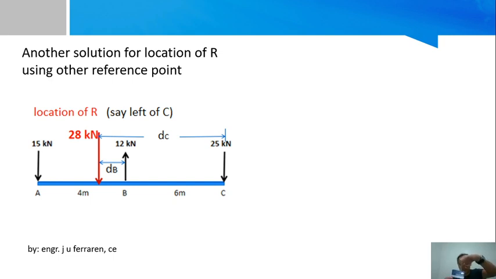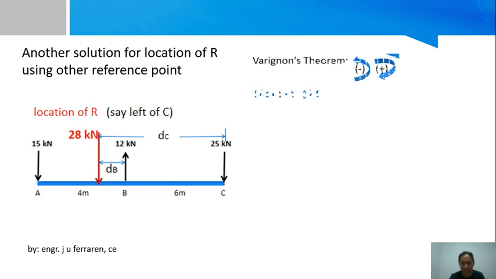So, what does it mean? Counter. So, it is a negative moment produced. Right? So, negative 28 times the distance of DC. Now, other forces like 15. 15 is at the left acting downward. So, it is counterclockwise. That's why this will bear a negative sign.